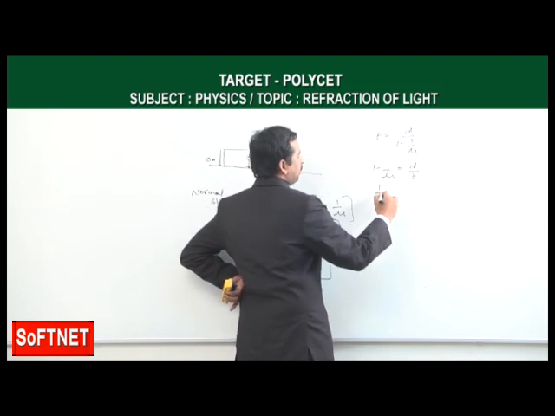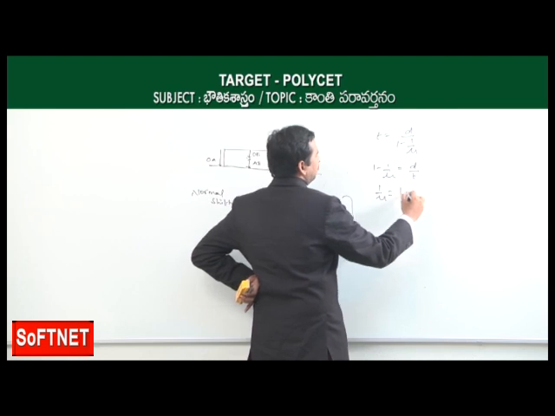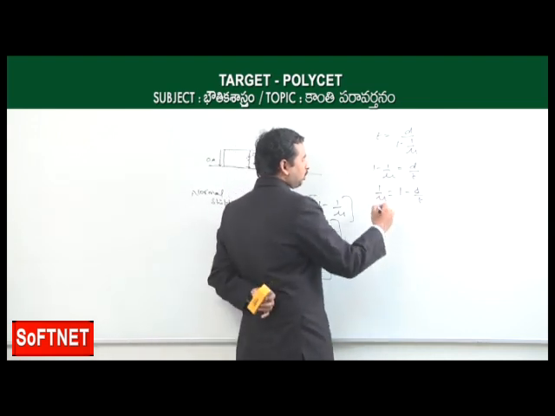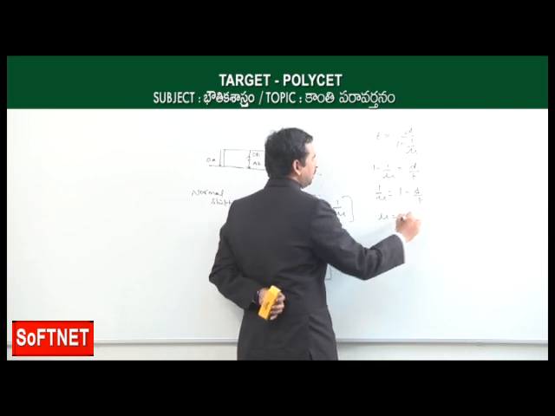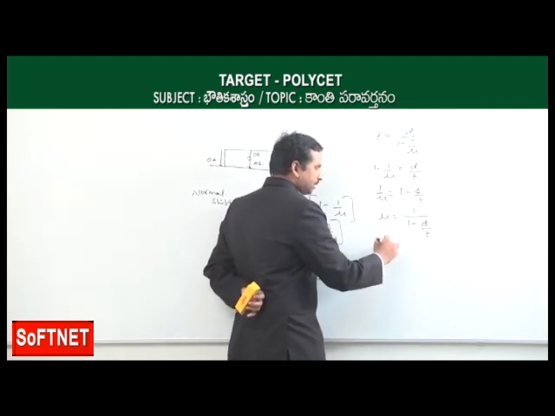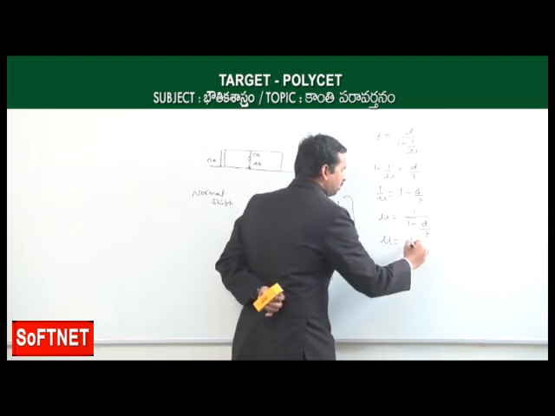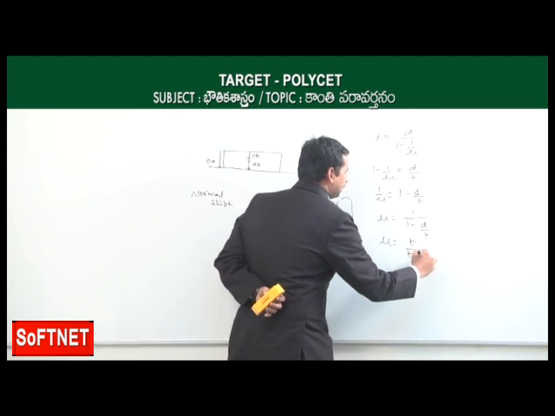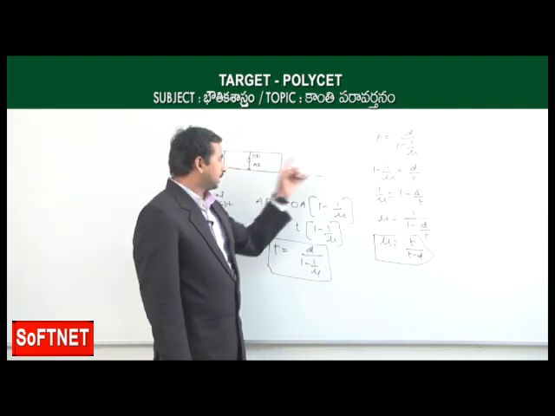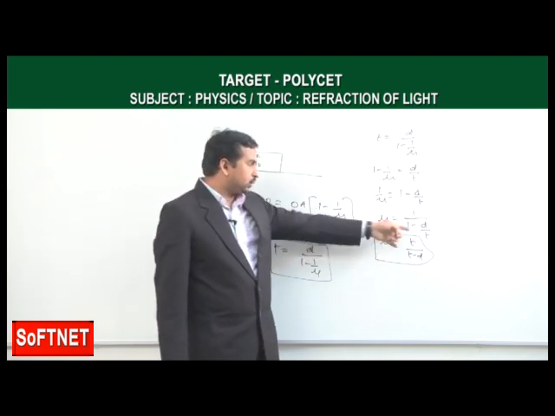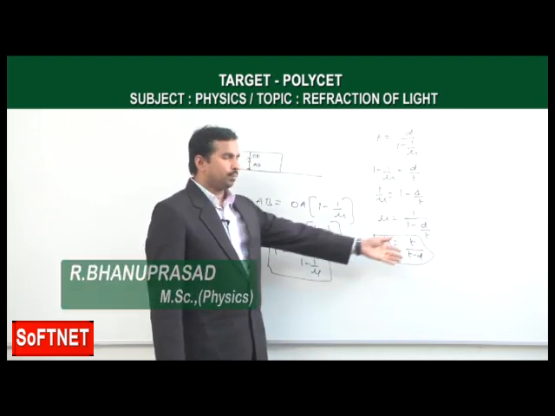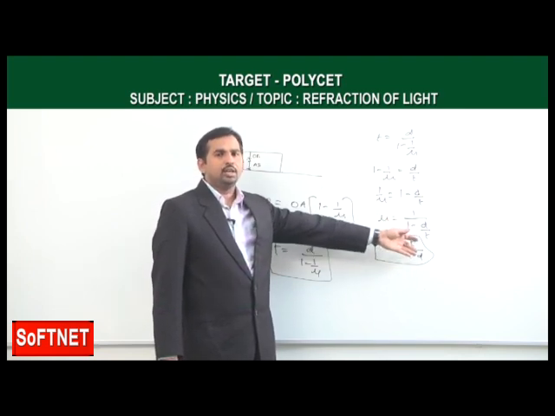Then 1 by mu is equal to 1 minus D by T, bringing the D by T to this side. If you take the reciprocal, then mu becomes 1 by 1 minus D by T. Or you can also write mu is equal to, taking the LCM, T in the numerator, T by T minus D. This is another formula to find the refractive index of our given glass slab: the thickness by the thickness minus the normal shift. That normal shift is nothing but our apparent depth, which is T by T minus D.